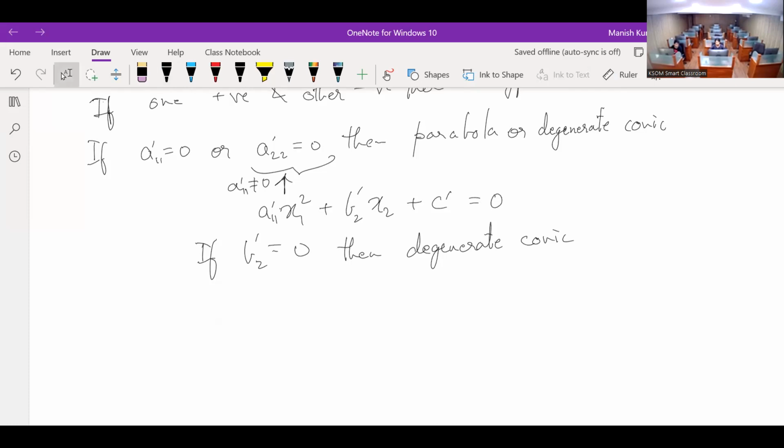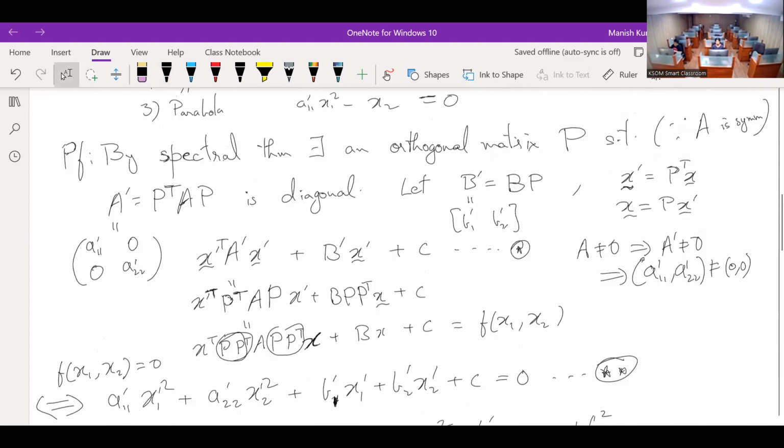If B2 prime is non-zero, then of course you can absorb this C as well in B2 prime by change of coordinates, and this looks like a parabola. So you have to do the translation in x2, and you can see that it's a translation of a standard parabola. Is that okay? Yes, sir. So these are the various cases you get.